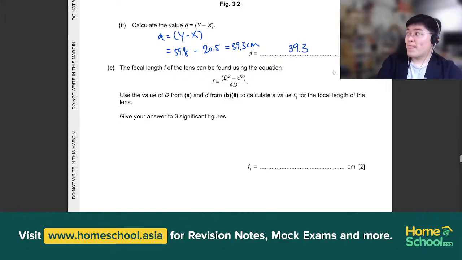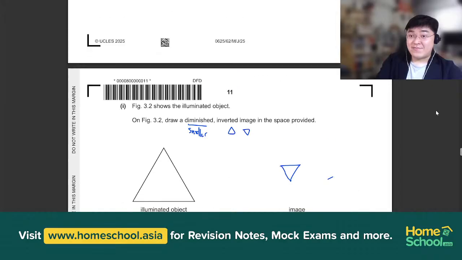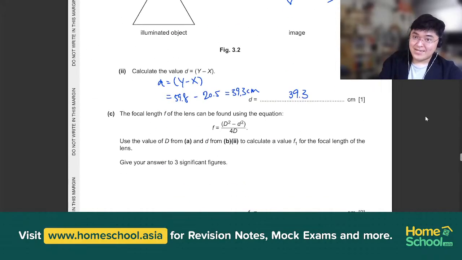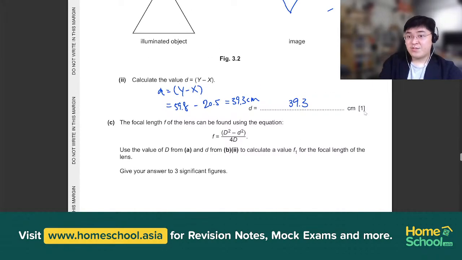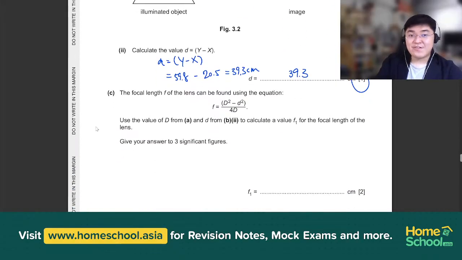This time round we don't do two significant figures, because the values that were given to you are in three significant figures, so we have to use that. Doing so, you get your 1 mark. And just now, if you drew a smaller, inverted triangle, you should also get your 1 mark. All right, fantastic. Now let's go on to part C.